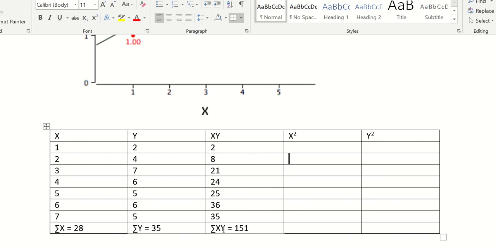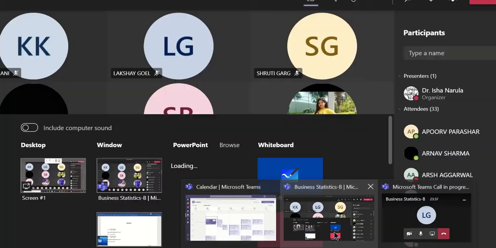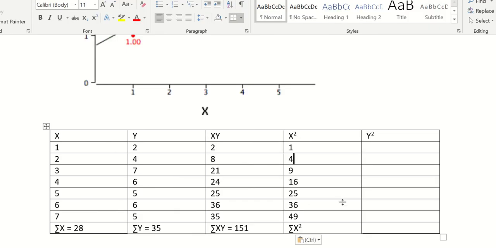Now we'll calculate x square. 1 one is 1, 2 twos are 4, 9, 16, 25, 36, 49. Now we'll calculate the summation of x square. So the summation of x square is 140.